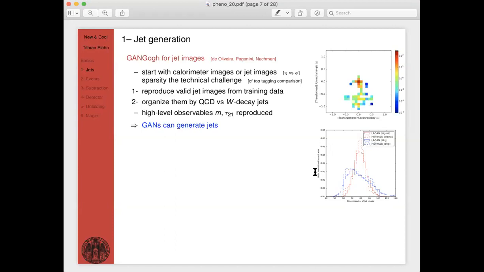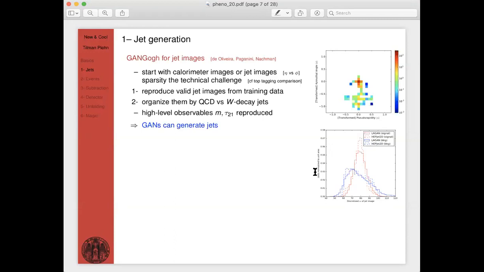The task of this early network, by, among other people, Ben Nachman, was first to reproduce valid jet images from training data. And then, the same way they categorize images in ImageNet, it generates jets which are organized by QCD versus W decay jets. Jamin talked about jet tagging and these kinds of applications. This is a nice example of how you could do that.